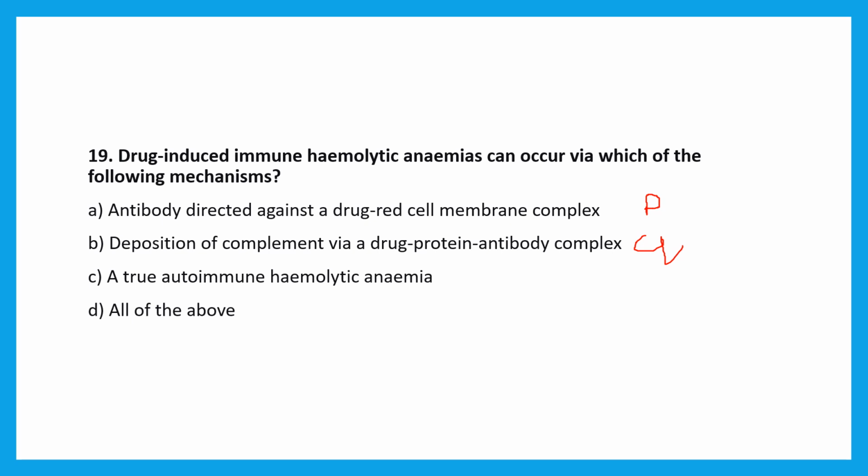And then a true autoimmune hemolytic anemia. This has to do with autoantibody. The drug induces the production of autoantibodies, right? That will attack the RBCs even in the drug's absence. Methyldopa is actually a critical and true example here. Methyldopa. All right, so we are saying that all of the above are mechanisms by which drug-induced hemolytic anemias can occur.